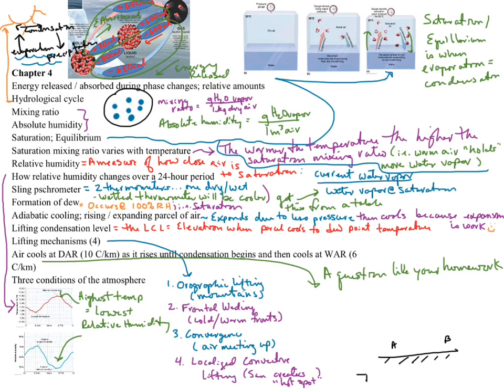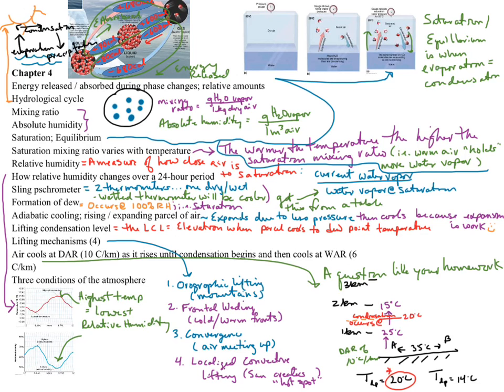So I think it was question number 12 in chapter 4. You had a question here about 2 parcels of air, parcel of air A and parcel of air B, and they had 2 different dew point temperatures. The dew point temperature of the first parcel of air was 20 degrees Celsius. The dew point temperature of parcel of air B was 14 degrees Celsius. And you were supposed to say at what elevation condensation would begin.